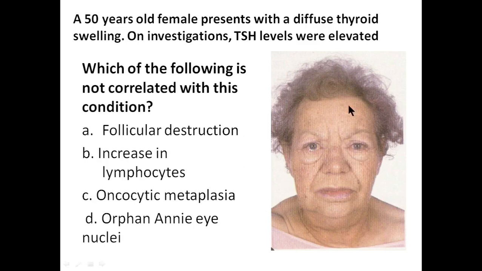The same Hashimoto condition, and the question is, which of the following is correlated with this condition? Follicular destruction, yes, under the microscope there is follicular destruction. Increase in lymphocytes, yes. Oncocytic metaplasia, yes. Orphan Annie eye nuclei, no. Orphan Annie eye nuclei are present in papillary carcinoma. So in this scenario go for D.